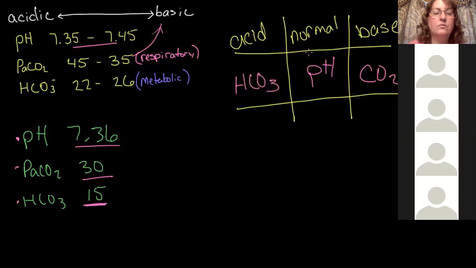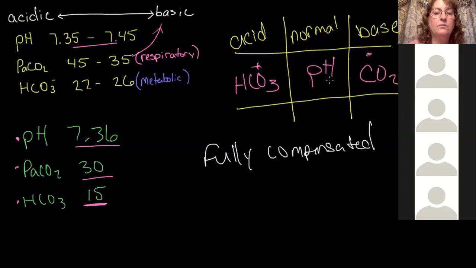So now it's time for our diagnosis, but remember now that our pH is normal and the other two values are abnormal, we have a case of full compensation. But now we need to look at our pH and see which side of 7.4 it falls on. So 7.4 is in the middle here. 7.36 is less than 7.4, so it is closer to the acidic side. So this means we are in fully compensated something acidosis.